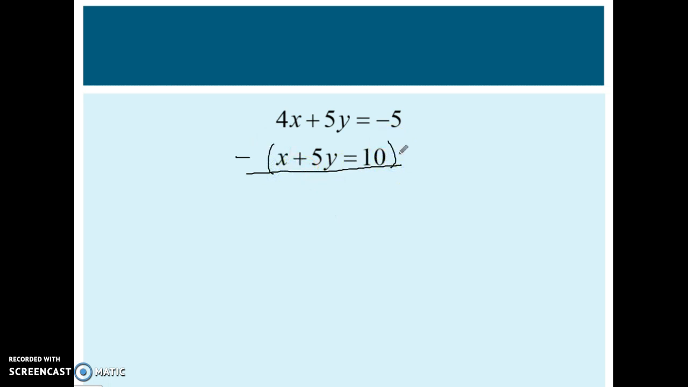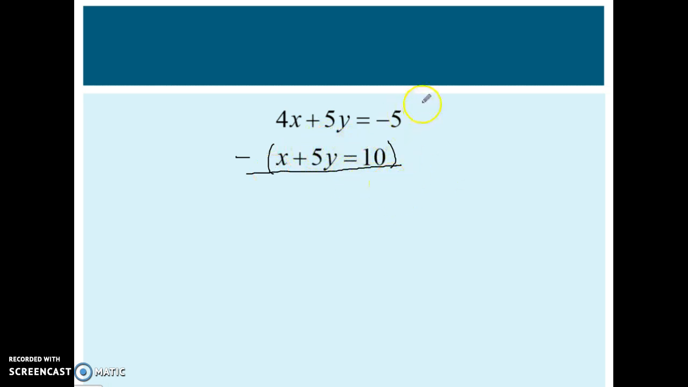So one way of thinking about this is just making sure that you subtract 4x minus x, and then 5y minus 5y, and a negative 5 minus 10. The only tricky part with this that I've seen is students will forget to subtract everything. So they'll subtract this first one, but they'll forget to subtract some of these other ones.